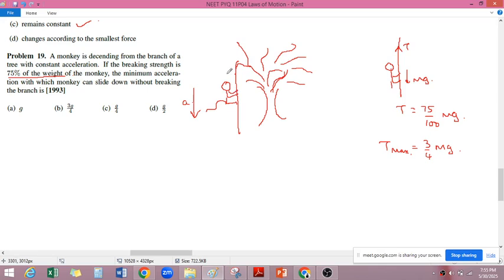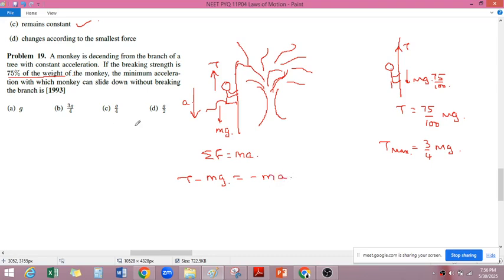Now since it is descending down, the scenario will be slightly different. Here also I should have said 75%. So here the tension is acting upwards in this rope. Mg is acting here. And this is sliding down with an acceleration A. So always remember, in mechanics the most important formula is sigma F is equal to ma. So if you know this formula, you can do 90% of the problems. So T minus mg is equal to, since it is coming down, don't forget, minus ma.